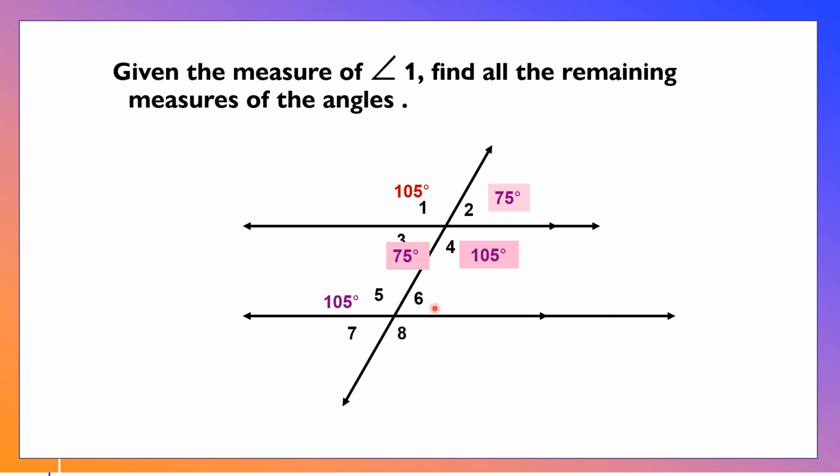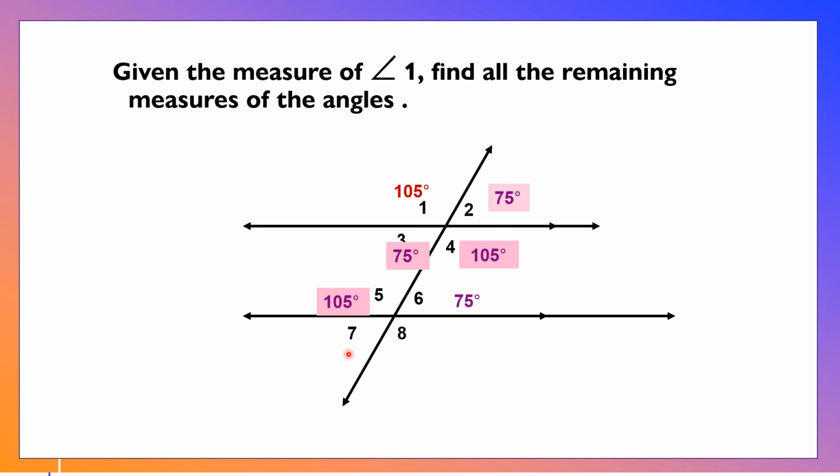Next, angle 6. This is equal to 75 degrees. 75 degrees siya kasi angle 2 and angle 6 are corresponding angles. Again, pag sinabi natin corresponding angles, they are congruent.